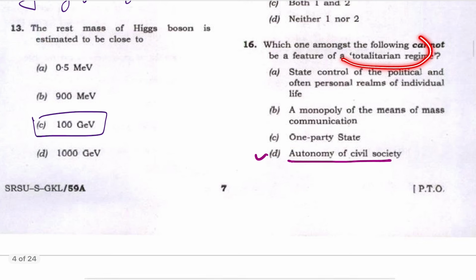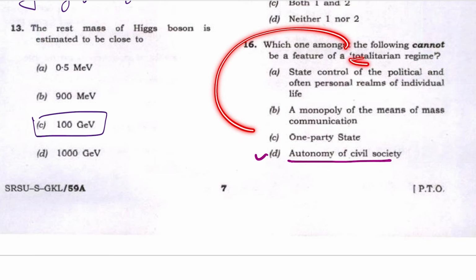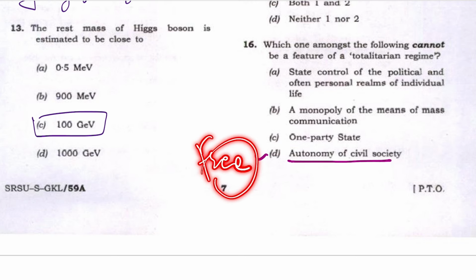Now this is about the totalitarian regime. The totalitarian regime lacks freedom, like autonomy to the civil society. So this is not correct.